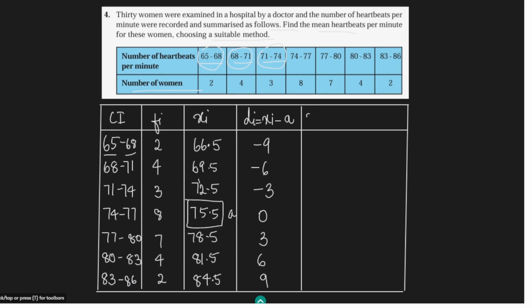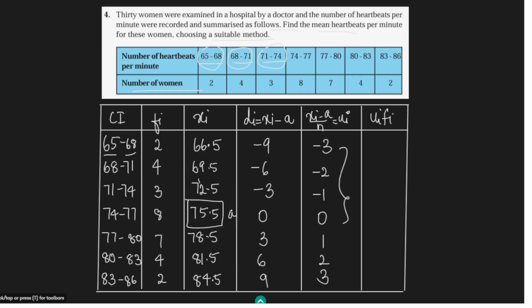Then here comes xi minus a by h, which is ui. Now we have already done di, which is xi minus a. We just have to divide these values by h. And what is h here? H is the length of the class interval, and we can find that by finding the difference between the upper limit and the lower limit. So it is 3 over here. So we will divide all these values by 3. So negative 9 divided by 3 will give us negative 3, and it will be negative 2, negative 1, 0, 1, 2, 3.